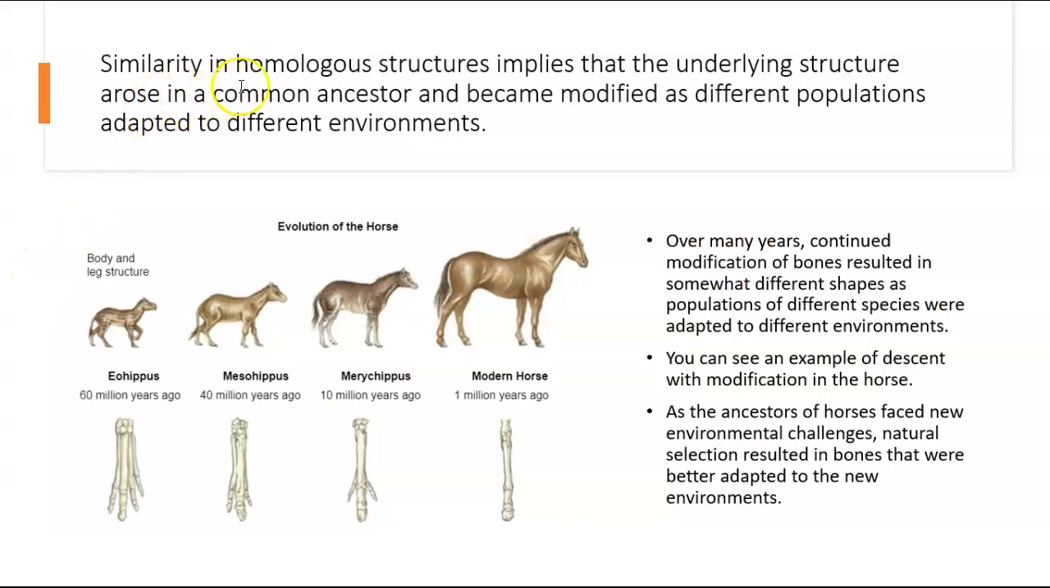All right. So similarity in homologous structures implies that the underlying structure arose in a common ancestor and became modified as different populations adapted to different environments. Okay. Horses were one of the first that we had discovered all those intermediary steps through the evolution of the horse, and we can see how those structures became modified to adapt to their environment. Okay, so this is descent with modification in the horse.